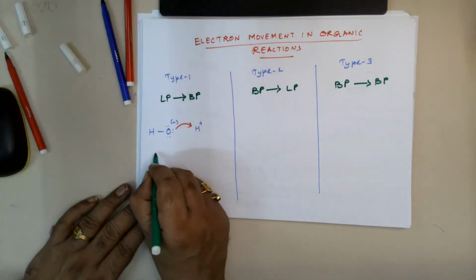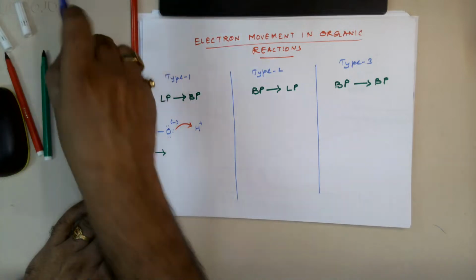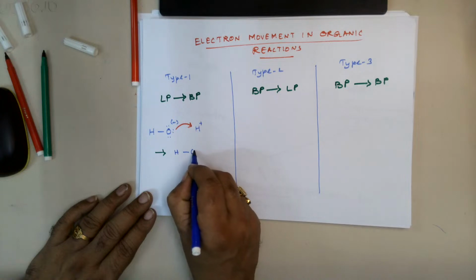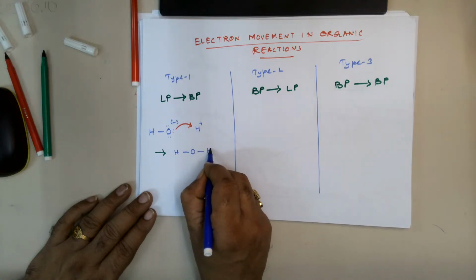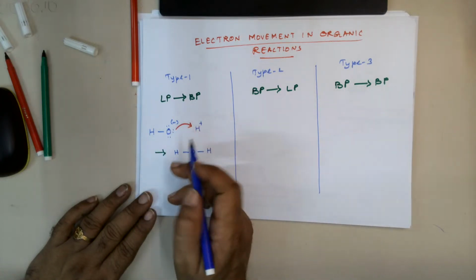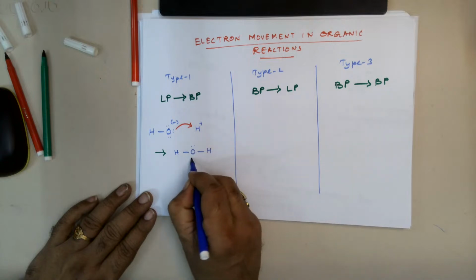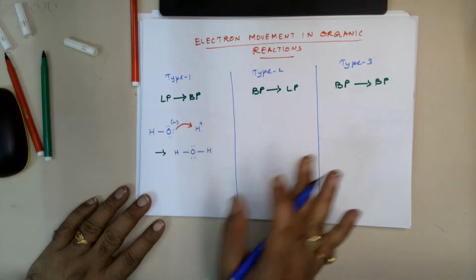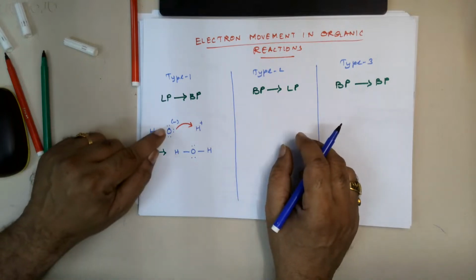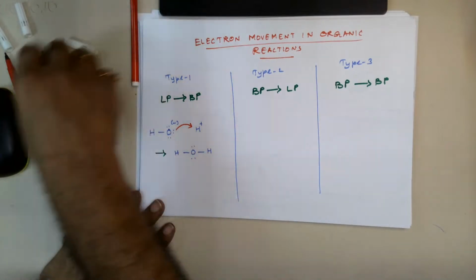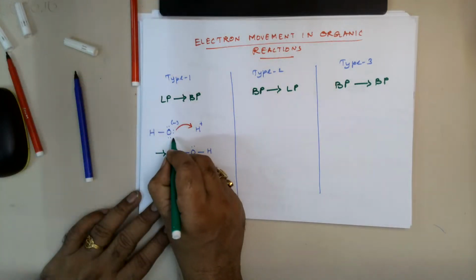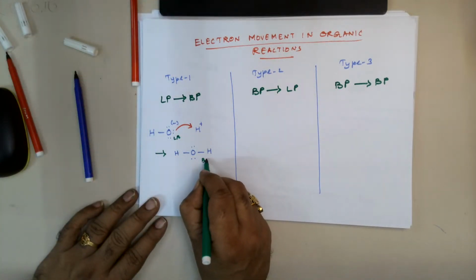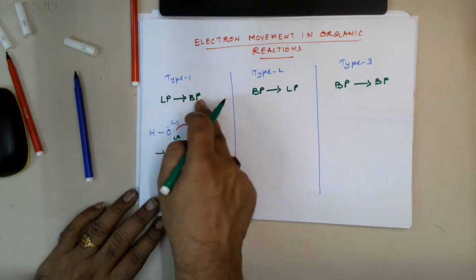To form a bond H-O-H. Now it has lost one pair, so it becomes like this. It is a very simple example. Now you can understand that this is the lone pair, is it not? What about this? A lone pair has become a bonded pair. Do you understand this? And that is why I said lone pair to bonded pair.